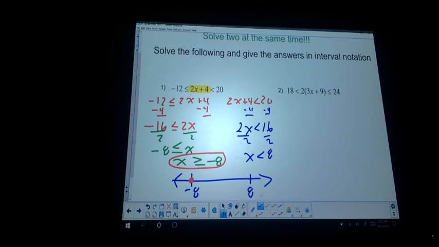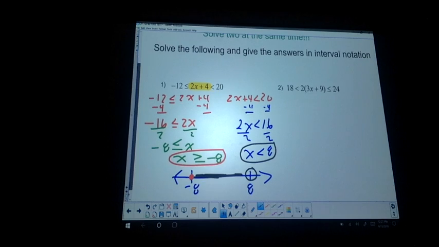What about this one, solid or open? Open dot. Okay, so I want values that are bigger than negative 8 and equal to negative 8 and less than positive 8. So this one I shade in between the two. This is my region. Okay?